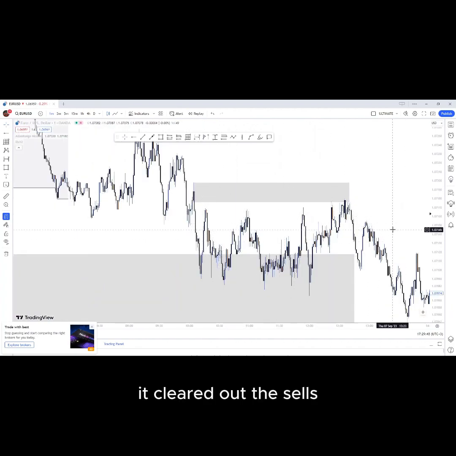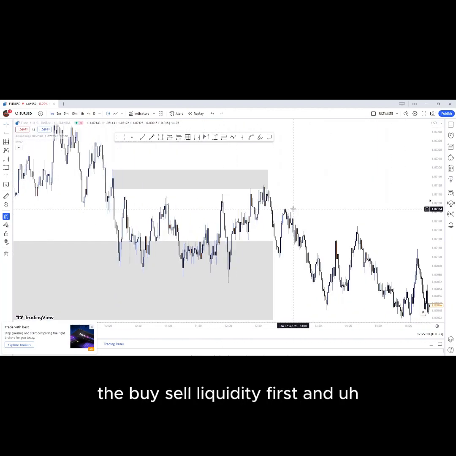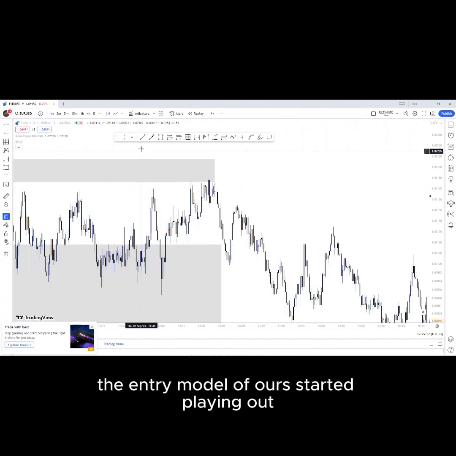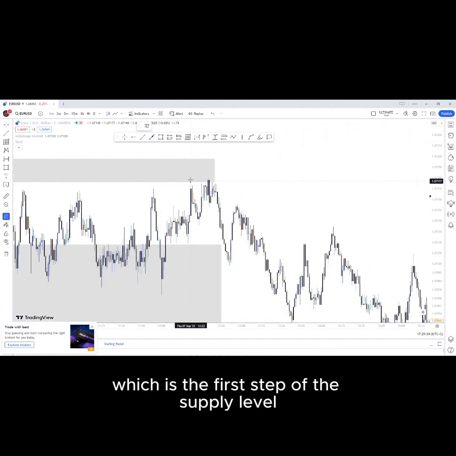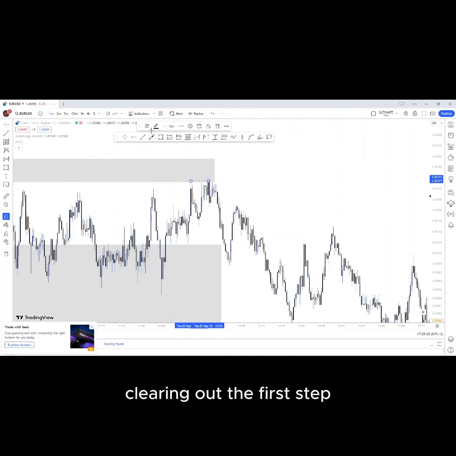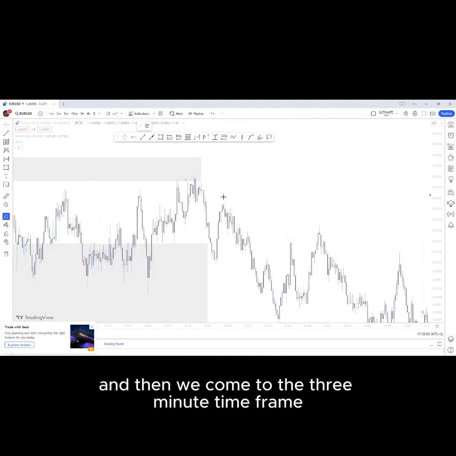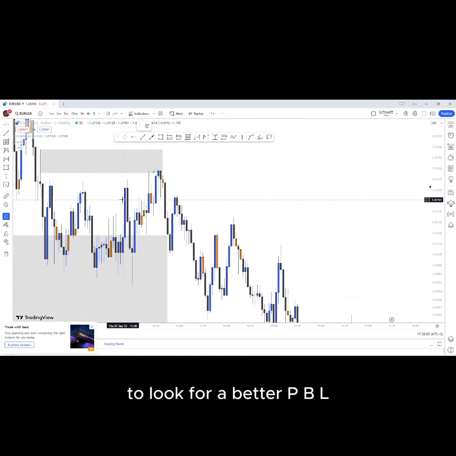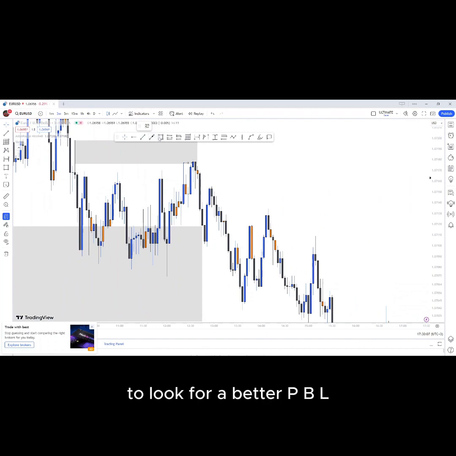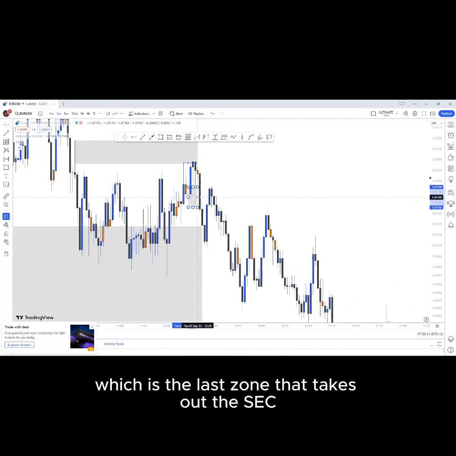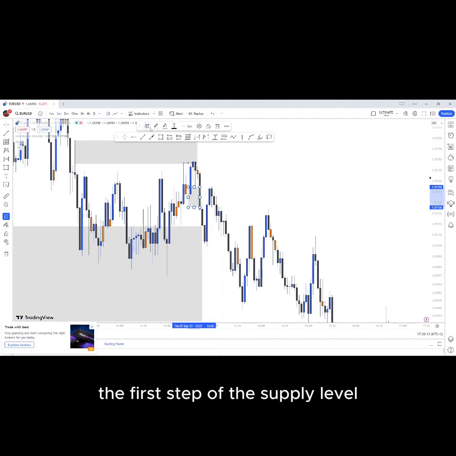So what happened? It cleared out the sells, the buy side liquidity first, and our entry model started playing out, which is the first step of the supply level, clearing out the first step, which we call liquidation. Then we come to the 3 minute time frame to look for a better PBL, point before liquidation, which is the last zone that takes out the first step of the supply level.